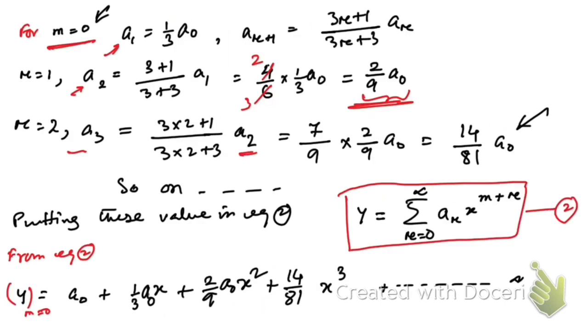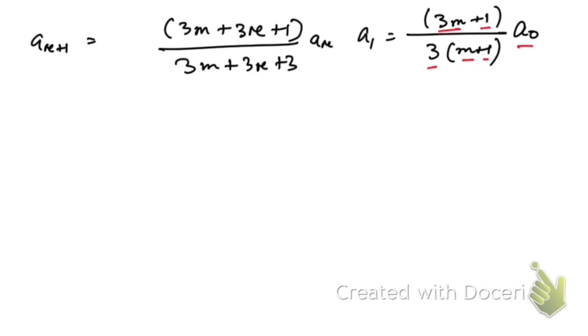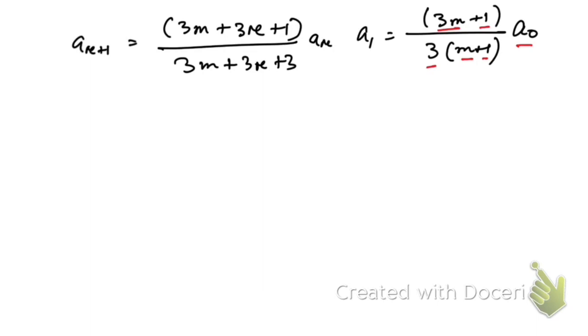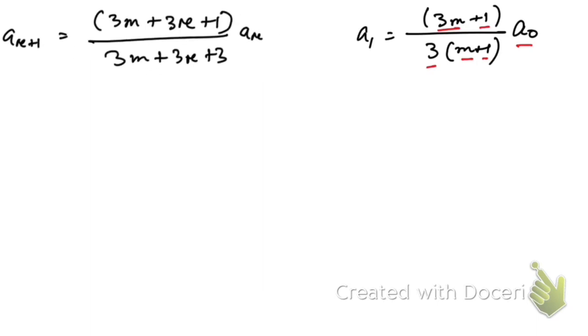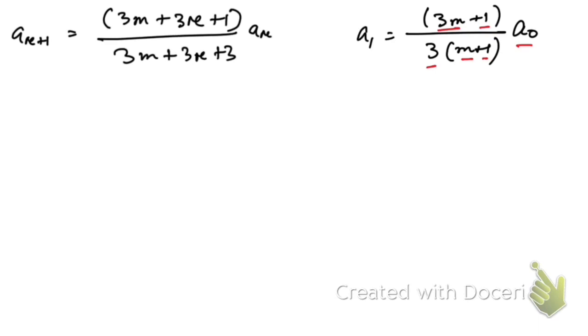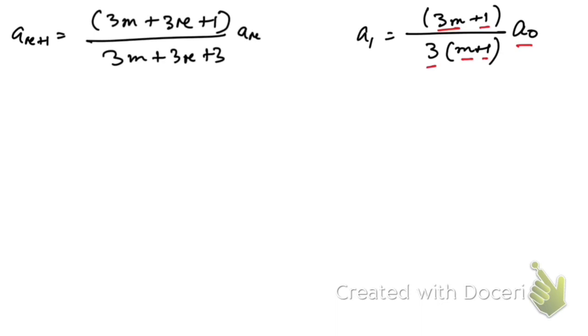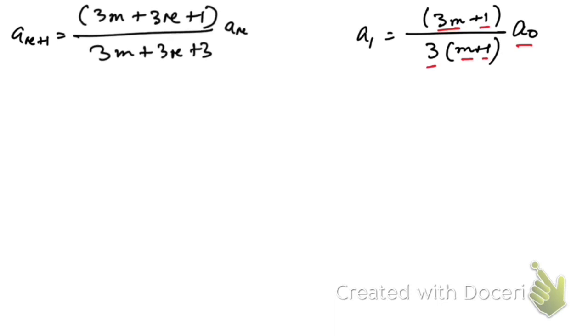Right, now let me go to a new slide. Here you see, let us find the value of a_{r+1} and a1 for the next root, that is m equal to 7 by 3, right? So let me arrange these things a little bit. So for m equal to 7 by 3, if you replace this m by 7 by 3, then what is going to be the result?